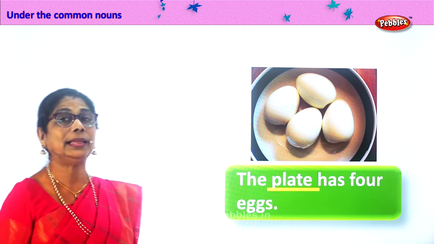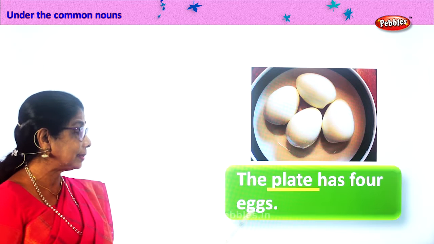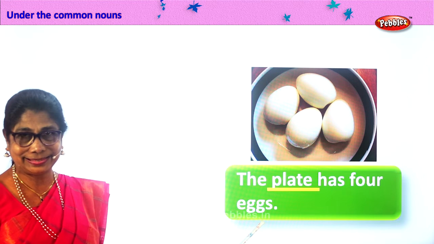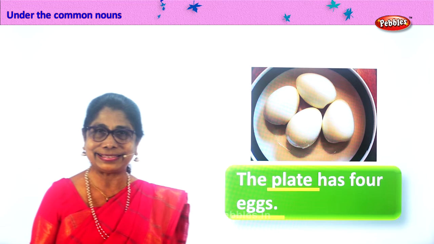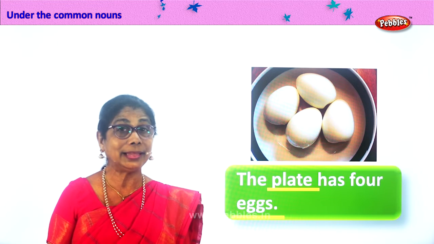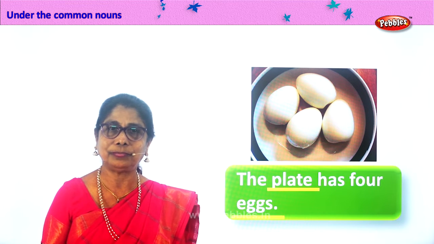Then how many eggs are there? 4 eggs. Eggs. Common noun. So we underline plate. We underline eggs. Did you enjoy, children? Let's look at another picture. Another sentence.